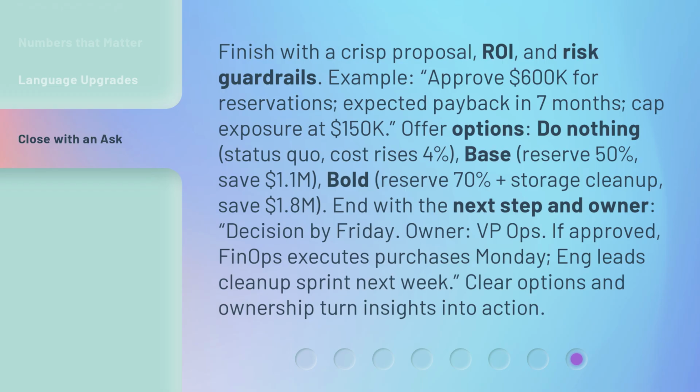Do nothing. Status quo. Cost rises 4%. Base. Reserve 50%. Save $1.1 million. Bold. Reserve 70% plus storage cleanup. Save $1.8 million. End with the next step and owner.